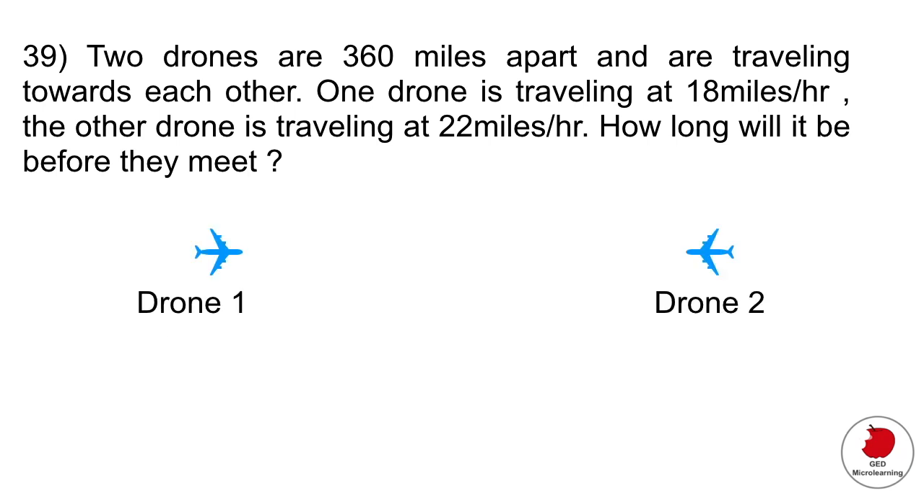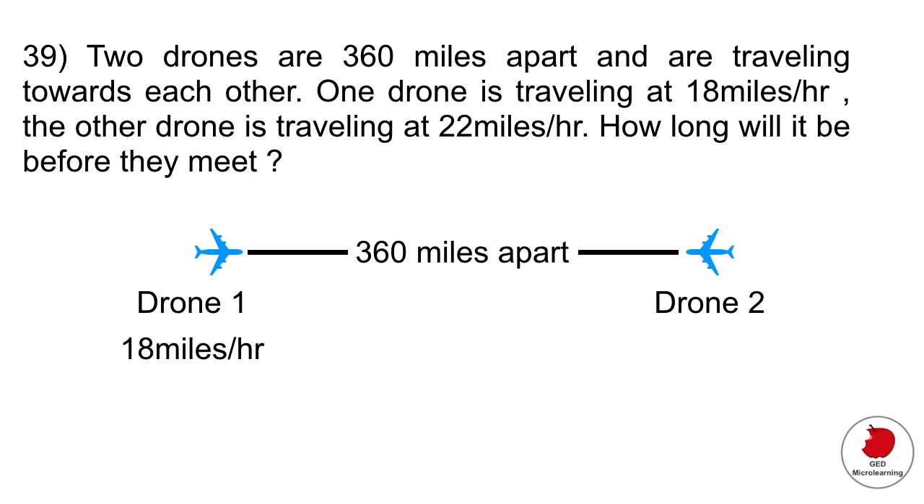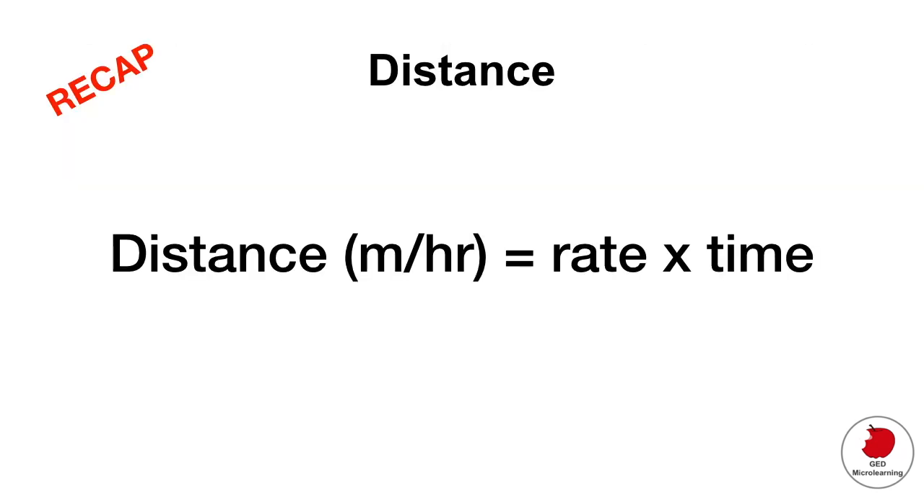Okay, so let's first draw that out. So we have two drones, and they're 360 miles apart, and they're traveling towards each other. One of them is traveling at 18 miles per hour. The other one is traveling at 22 miles per hour. And they're telling us how long will it be before they meet. So this is a problem where we have to find out the time. So this is a distance problem. So this is the equation that you would use. And again, this is another equation that's worthwhile memorizing, okay?